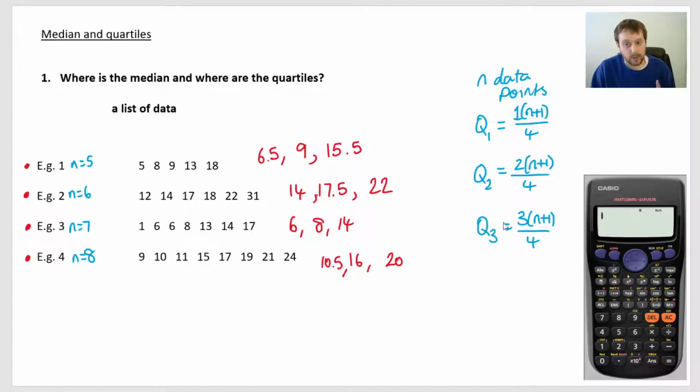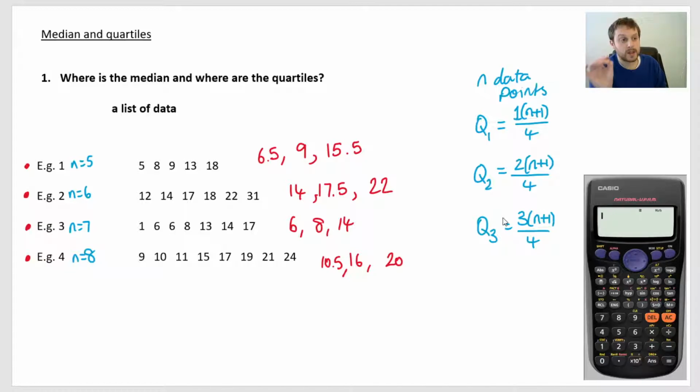Now, the equals isn't a particularly precise equals because it's really just telling you whereabouts to look. And the idea is this strategy. What's the idea? If you get a whole number, then that is how far along you need to go, and that's it. So if the answer was 5, you would go to the 5th number and that would be it.